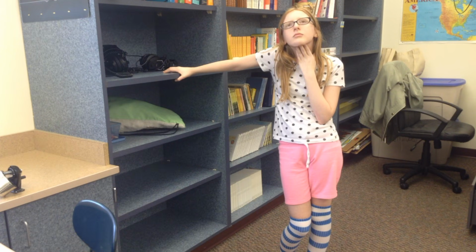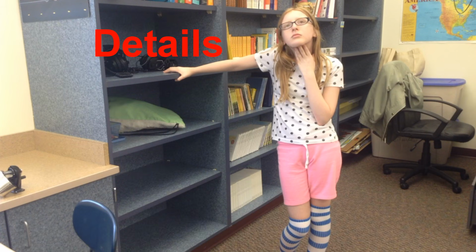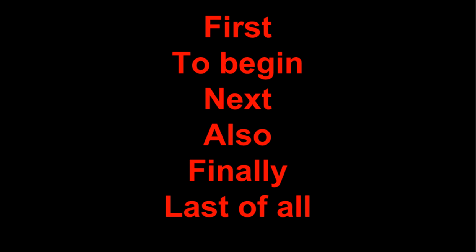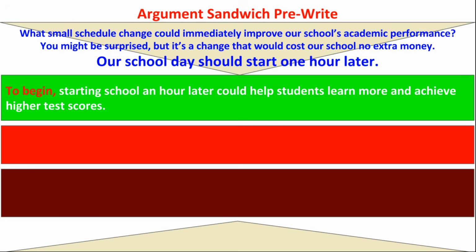Now my sandwich needs details to go inside the bread. I need to support my position with solid reasons. I also need transition words to connect my thoughts. Here are some examples of transition words. First, to begin, next, also, finally, and last of all. Here's my first supporting reason. To begin, starting school an hour later could help students learn more and achieve higher test scores.